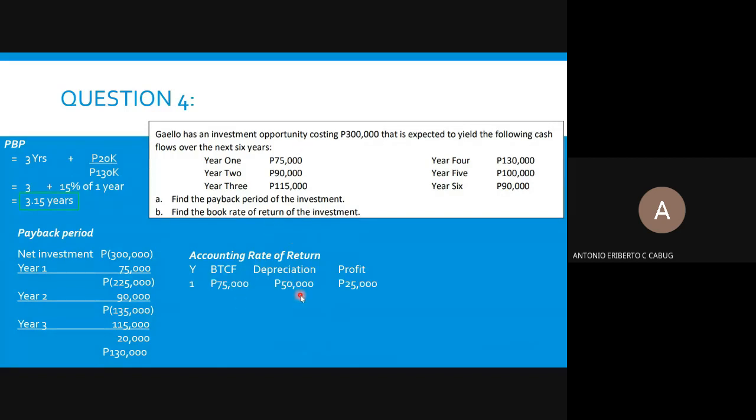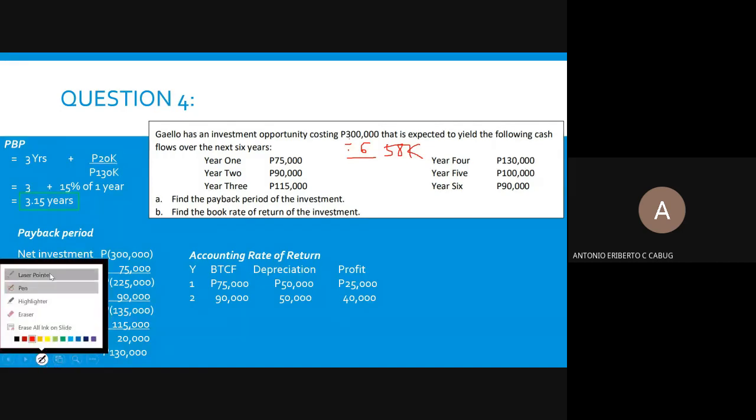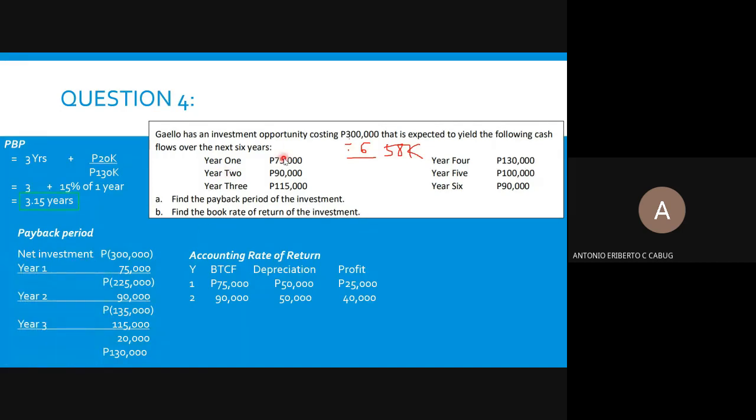75 minus 50, 25K. 90,000 minus 50, that's 300,000 divided by 6. That's 300,000 divided by 6. You would have 50,000 in your depreciation. Okay? Again, that's 75K minus 50K. 90K minus 50K. 115 minus 50K. You have 65,000 and so on.